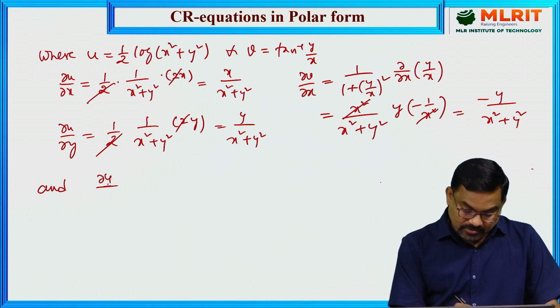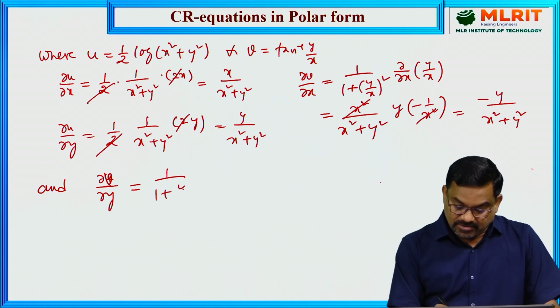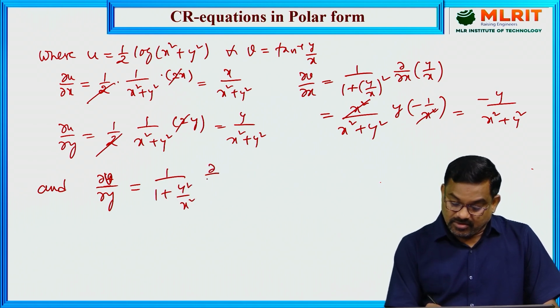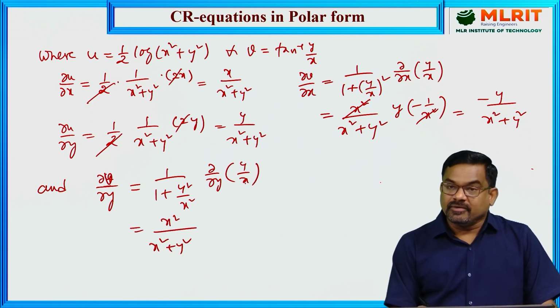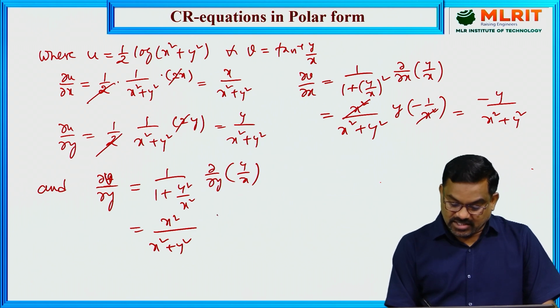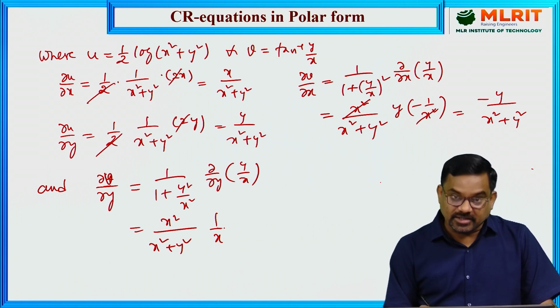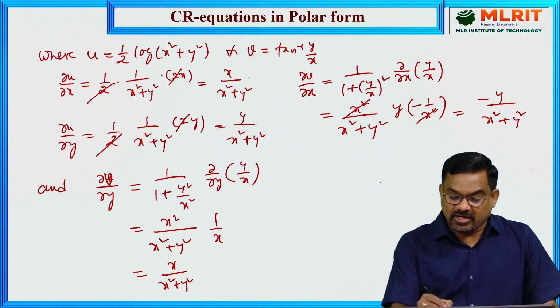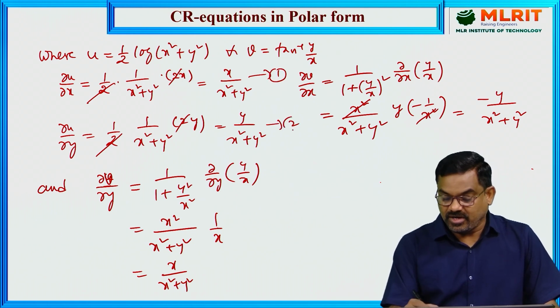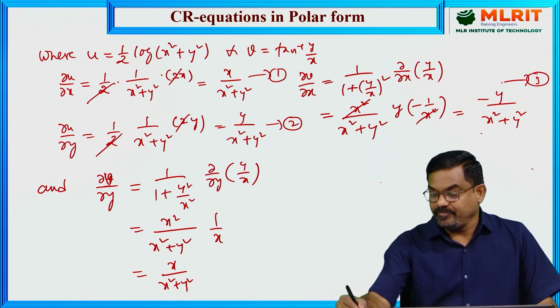And ∂v/∂y, that is 1 by 1 plus y square by x square, into the inner function derivative partially with respect to y. So x square by x square plus y square, with respect to y. We treat x as constant. So 1 by x is constant and the derivative of y with respect to y is 1 itself. So the answer is x by x square plus y square. Now let us denote these by equations 1, 2, 3 and 4.